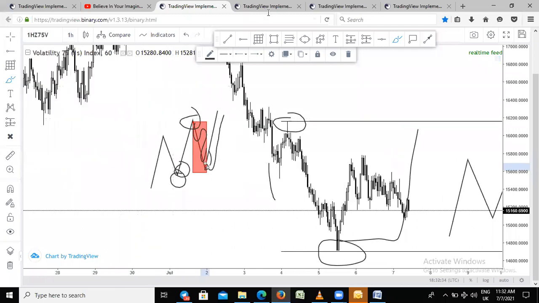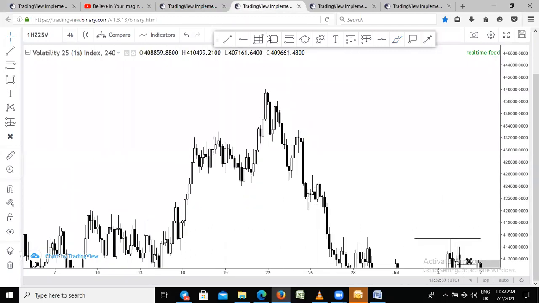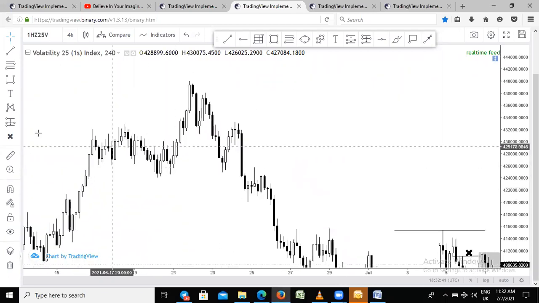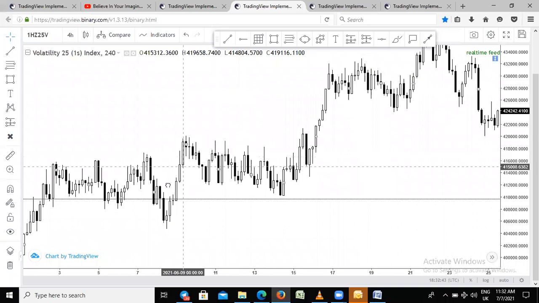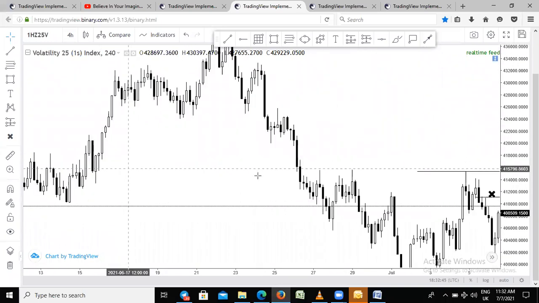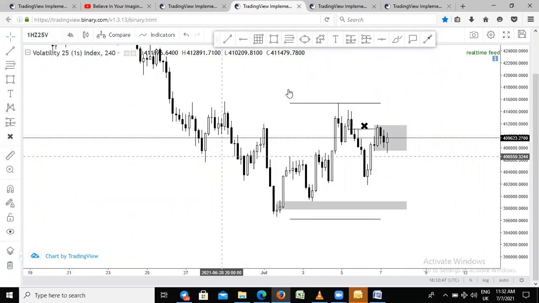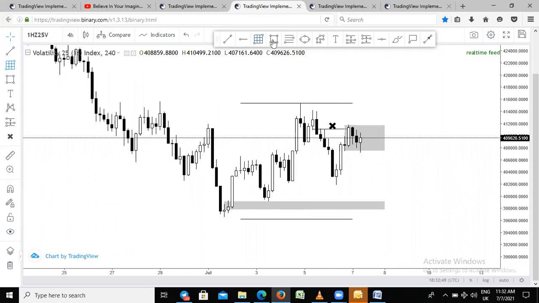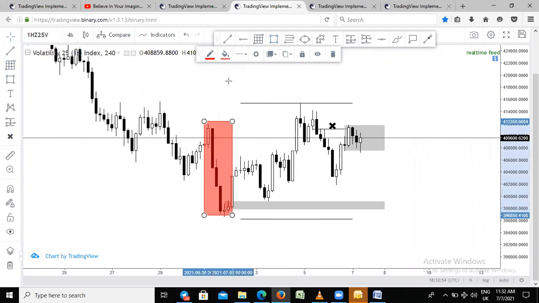Let me try my best to give you an example. Now, this is a 4 hours, right? Let me draw and annotate these points here. I beg you all, please pay attention. Now look at this.